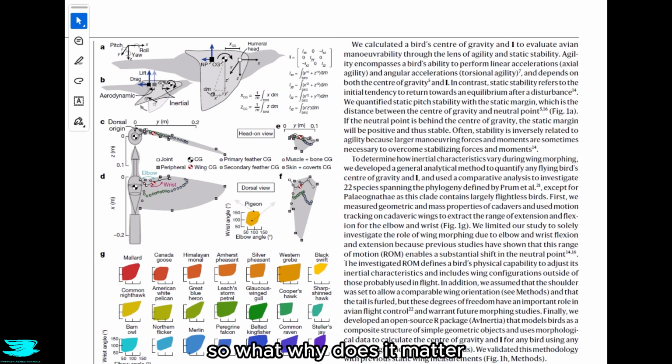But now we have one question left. So what? Why does it matter if the lift makes the bird rotate up or down? Why would that make it less or more stable? Well, it has to do with how lift is produced.